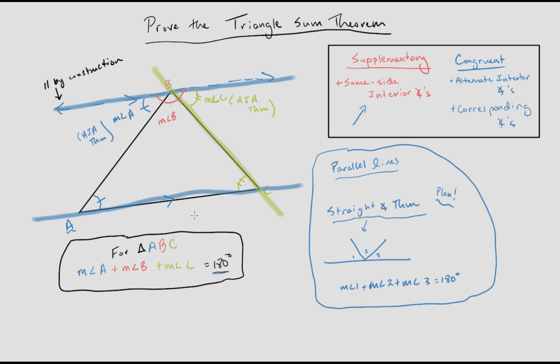So now that we have justified all of our reasoning, I'm going to put a quick note here that the final reason that the measure of angle A plus the measure of angle B plus the measure of angle C equals 180 degrees was just the straight angle theorem. Those three angles form a straight line, and we know that a straight line contains 180 degrees.